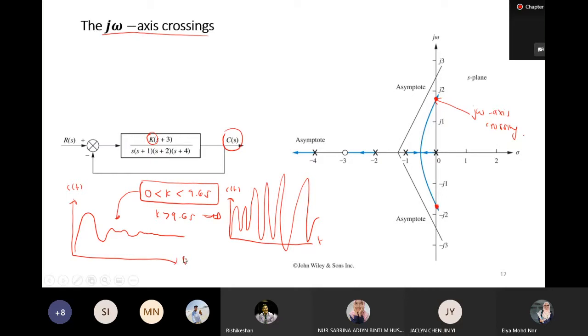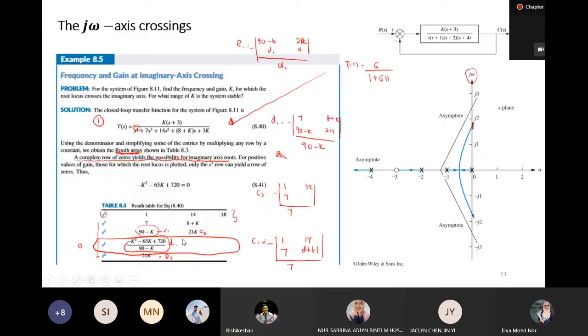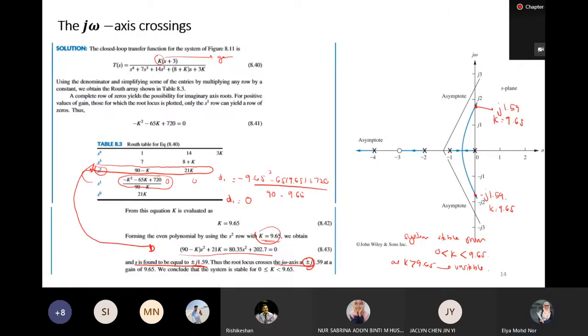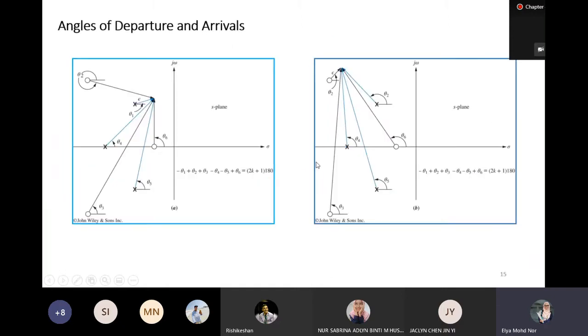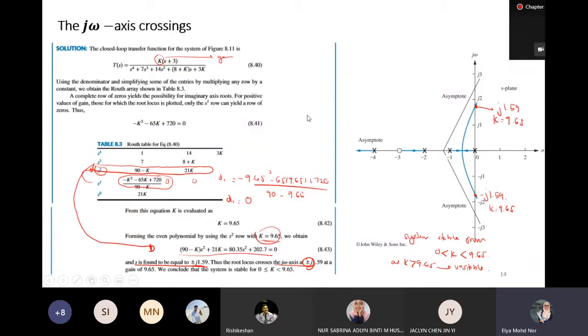Understand? Any question? Okay, I skip the maths here and I expect you to do it because there is homework for you. So you can stop, try to do the maths. Okay. So we finish the j omega crossing.